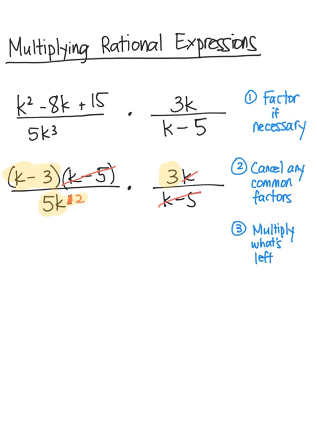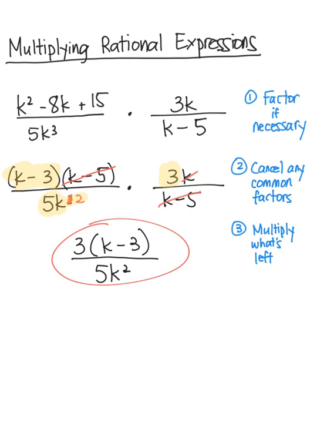So now I can multiply the tops. k minus 3 times 3. I want to write it with a 3 first. So it's going to be 3 times the quantity of k minus 3. Now on the bottom, I only have 5k squared left. 5k squared times 1, and that's just 5k squared. So this is my final answer.